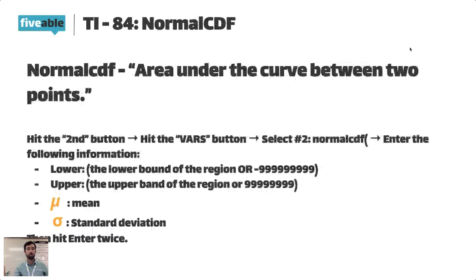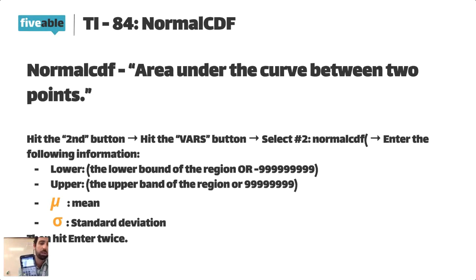Here's how you do it using the calculator. So you're going to go NormalCDF, again, which gets you the area under the curve between two points. You're going to hit the button that says second. So I'll take out my calculator. The button that says second is going to be at the top right-hand corner in blue or yellow. Hit that button. Then you're going to hit vars, which is right below the down button. You're going to scroll down to number 2 to select NormalCDF. And then you're going to enter the following information.